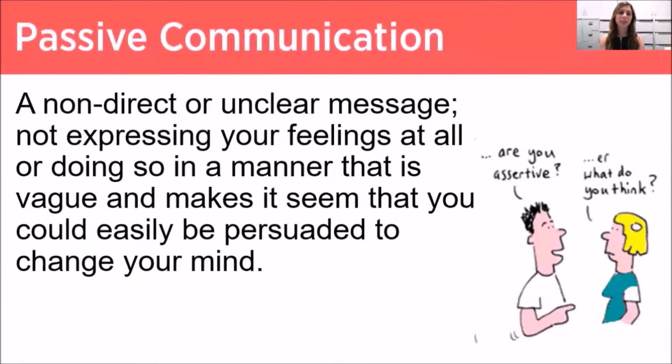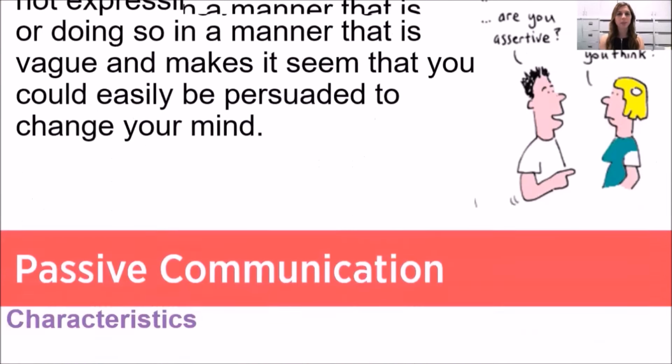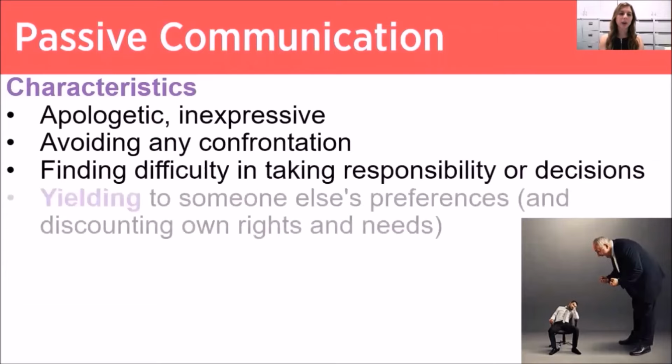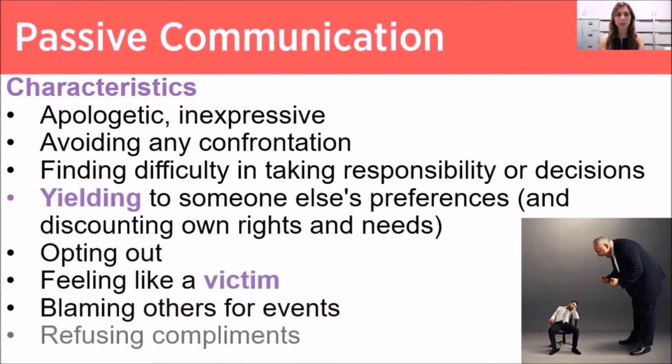When we look at passive communication, it's a non-direct or unclear message where you're not expressing your feelings at all, or you're doing so in a manner that is vague and makes it seem as though you could easily be persuaded to change your mind. With passive communication, it is characterized by an apologetic or inexpressive way of communicating. You tend to avoid any confrontation, and you find difficulty in taking responsibility or decisions.